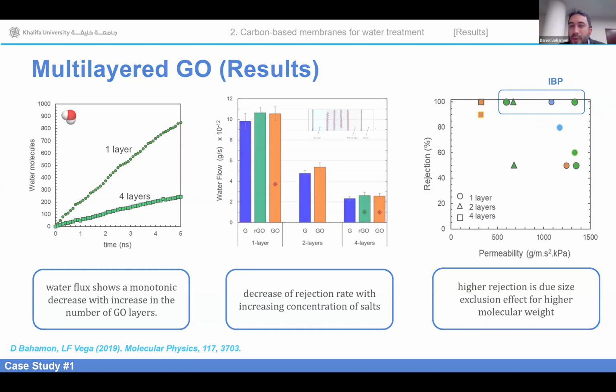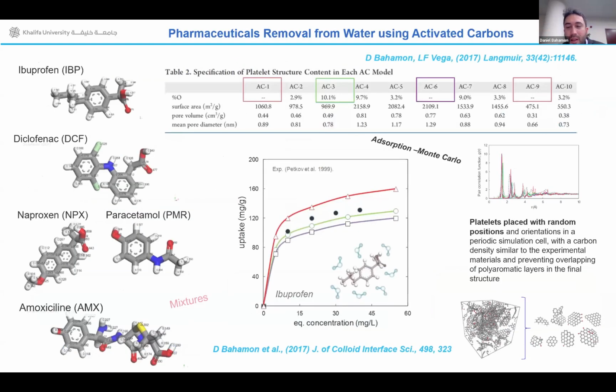Before showing that, I would also like to mention that we not only did this for graphene oxide membranes, but also for activated carbons. If you are interested, there are some very useful papers we published a few years ago related to this topic.